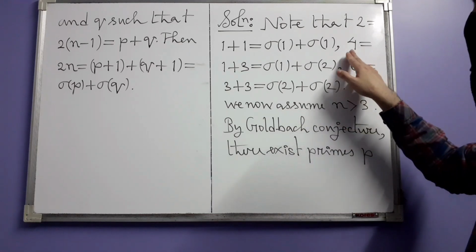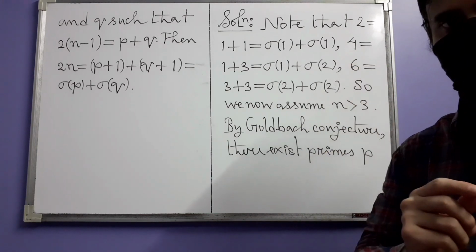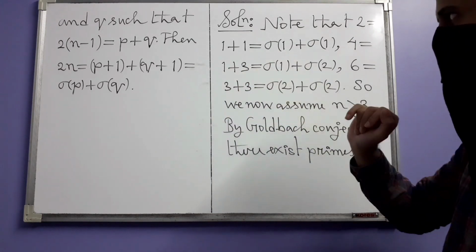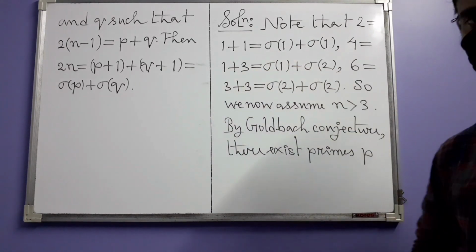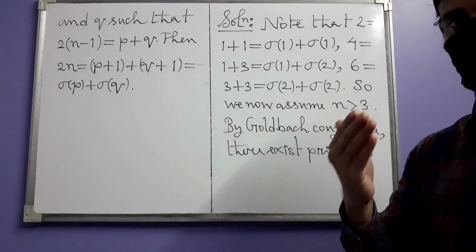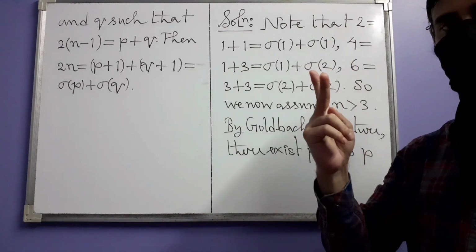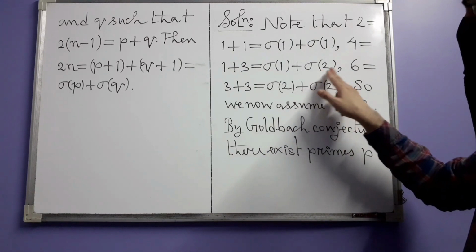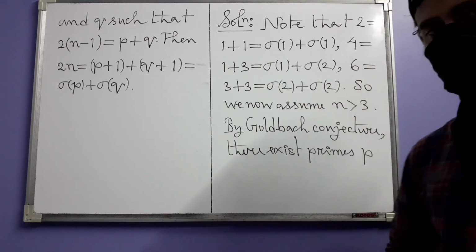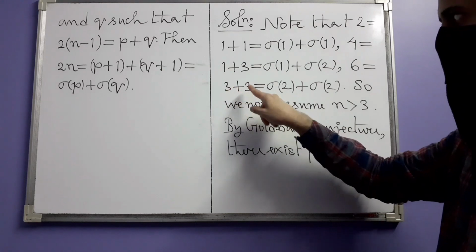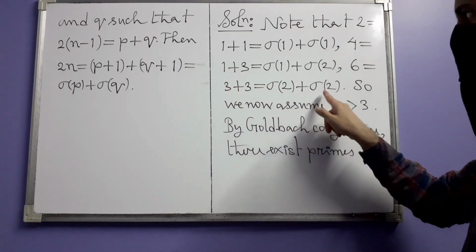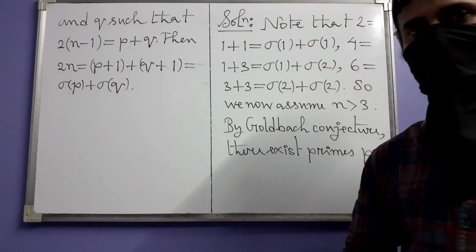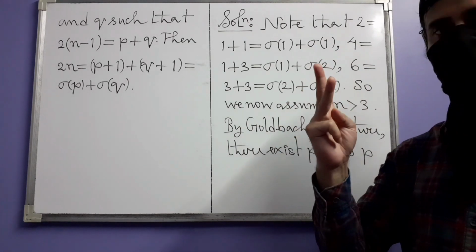The next case is when n is equal to 2. So 2n is 4 and 4 can be written as 1 plus 3. 1 is sigma of 1 and 3 is sigma of 2, because 2 is a prime, its only positive divisors are 1 and 2, and their sum is 3. And the next one is 6. Here n is 3. So 6 can be written as 3 plus 3, which is sigma of 2 plus sigma of 2. So the claim is true for these first three values of n, 1, 2 and 3.